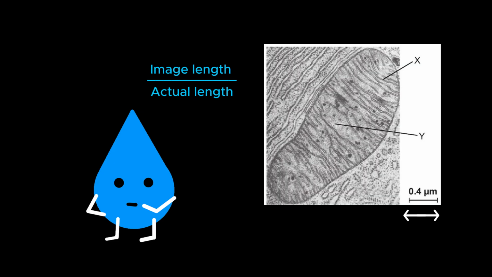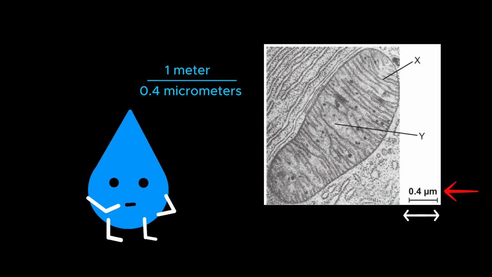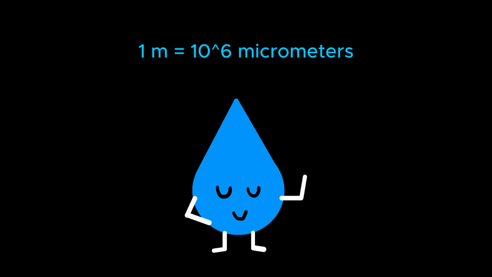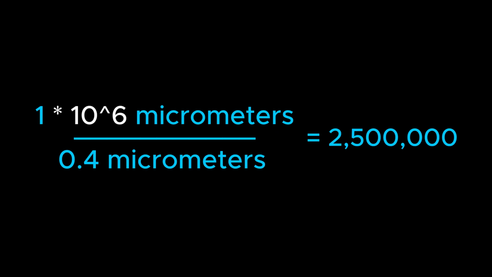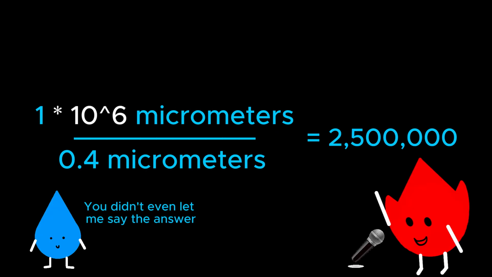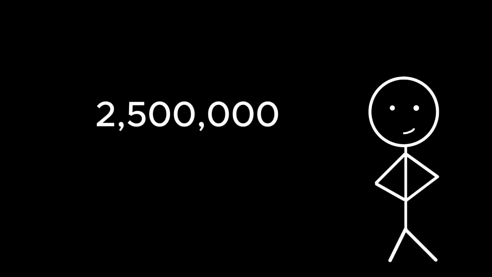Okay. So the image length is 1 meter, and the actual length is 0.4 micrometers. 1 meter is 10 to the power of 6 micrometers, so we need to multiply the meter by 10 to the power of 6. This leaves us with a magnification of 2,500,000. That's right.